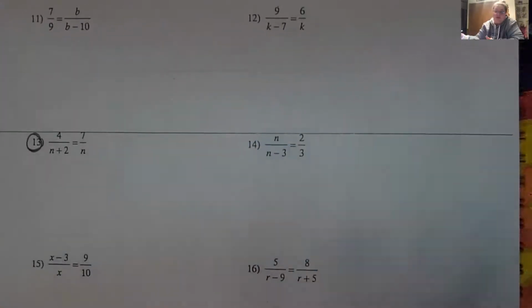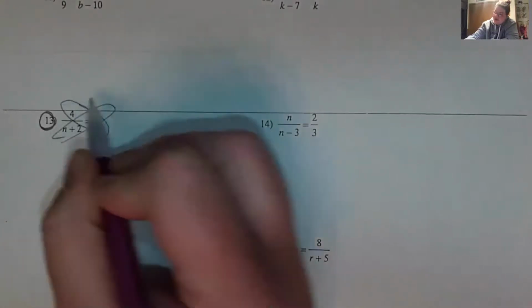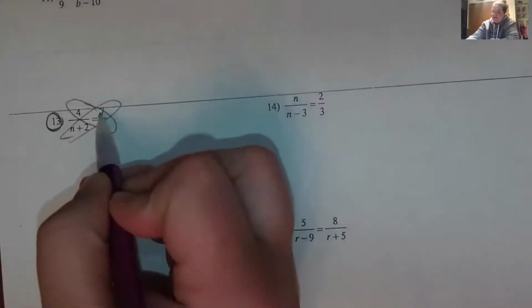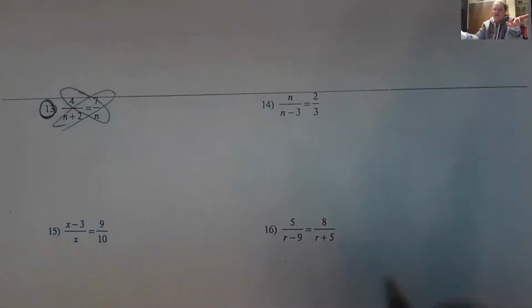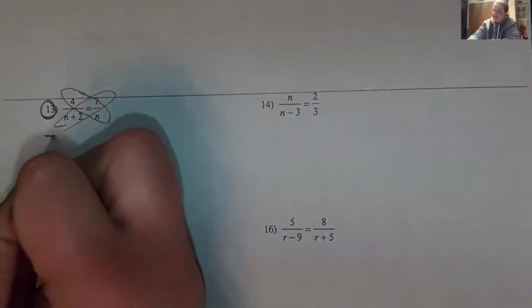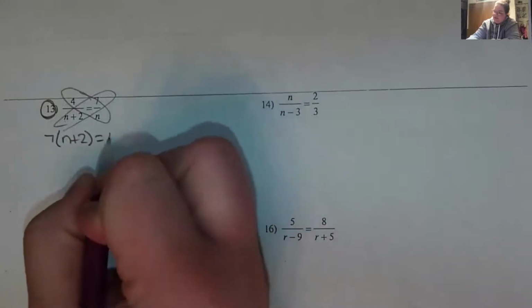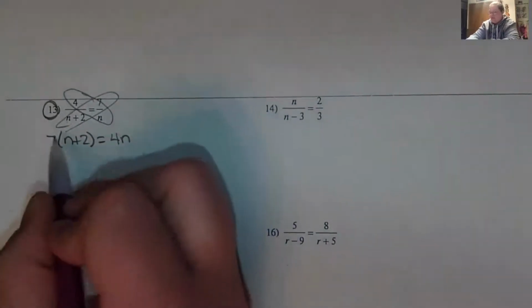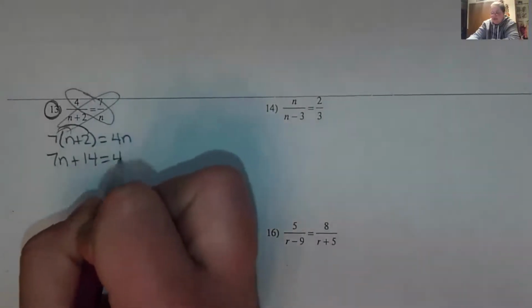The backside is just solving proportions. So just cross multiplying. Now remember, when there's 2 things in there, we have to add that parenthesis in. So we're going to do number 13. So it's 7 times n plus 2, but that n plus 2 is an entire quantity. So you need to put it in parentheses. So 7 parenthesis n plus 2 equals 4n.